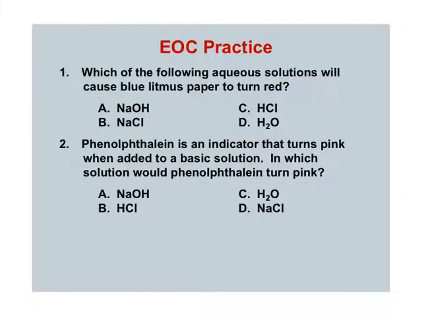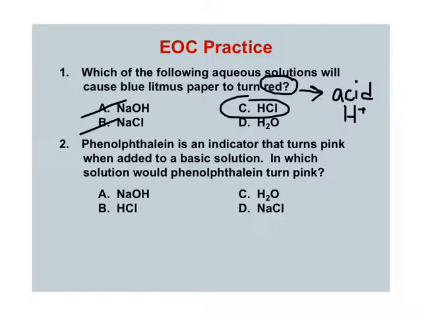So here's a couple of questions that I pulled off of EOC tests. Which of the following solutions will cause blue litmus paper to turn red? So you've got to figure out, is that an acid or a base? Well, if it turns red, it's an acid. So it has to have hydrogen as its cation. So it can't be A, can't be B. Now you're down to C or D. Well, which one would be an acid? Correct, C. D is water. Obviously, it's not acidic, not basic.